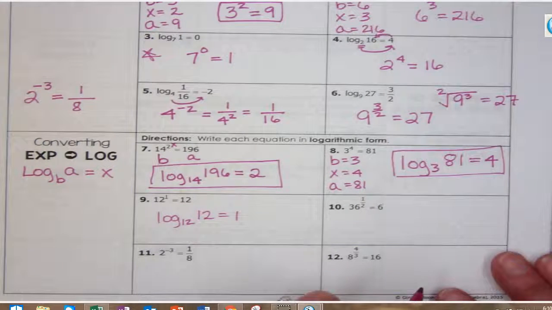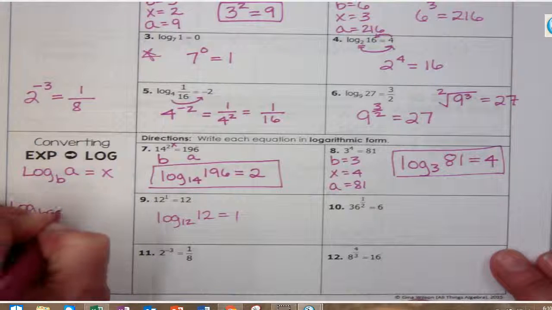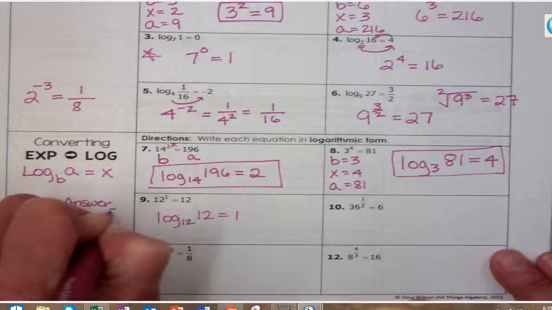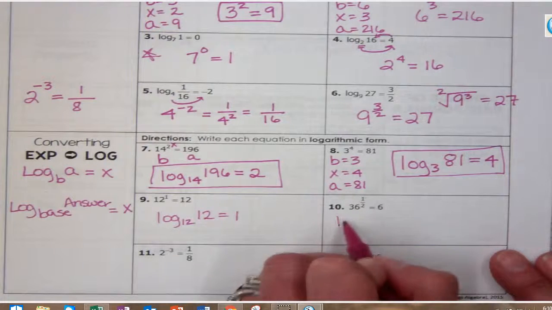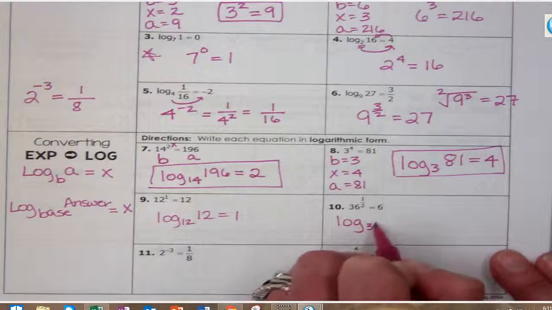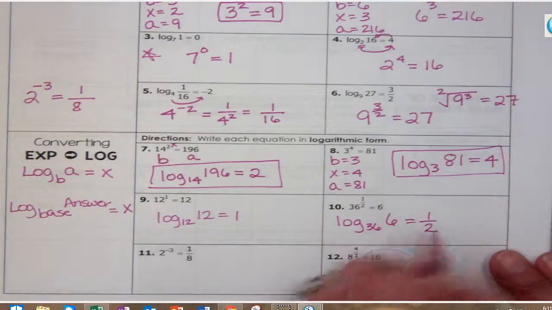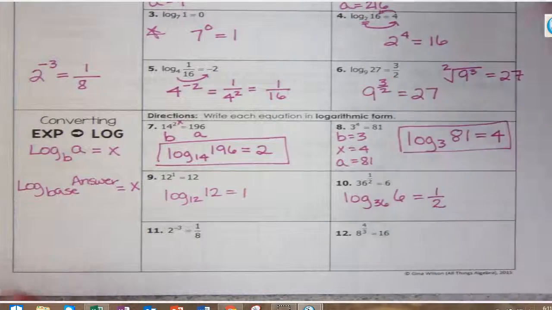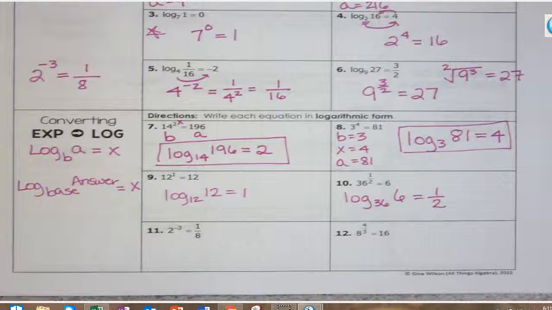You just continue to rewrite it the same way. So you've got your log, your base, your answer, and that equals your exponent. Alright, so log, my base is 36, my answer is 6, your exponent is 1/2. So pause the video and see if you can do these next two on your own before you start it again. Take a moment to pause it. I really mean it.